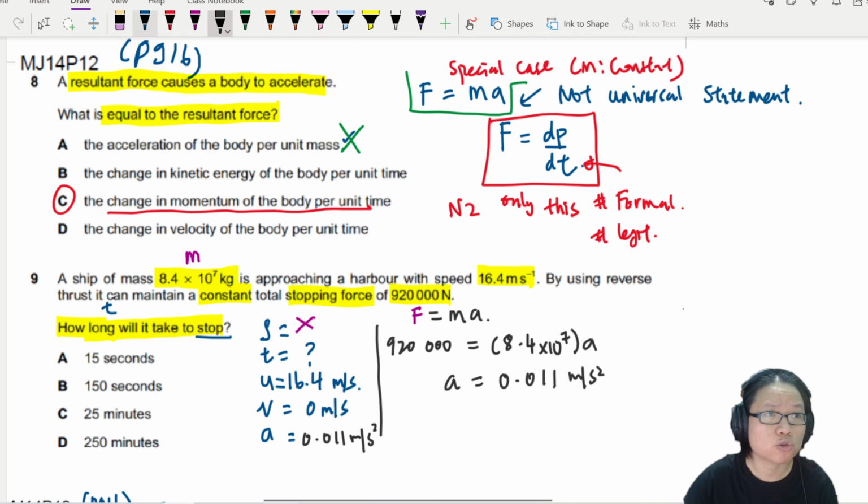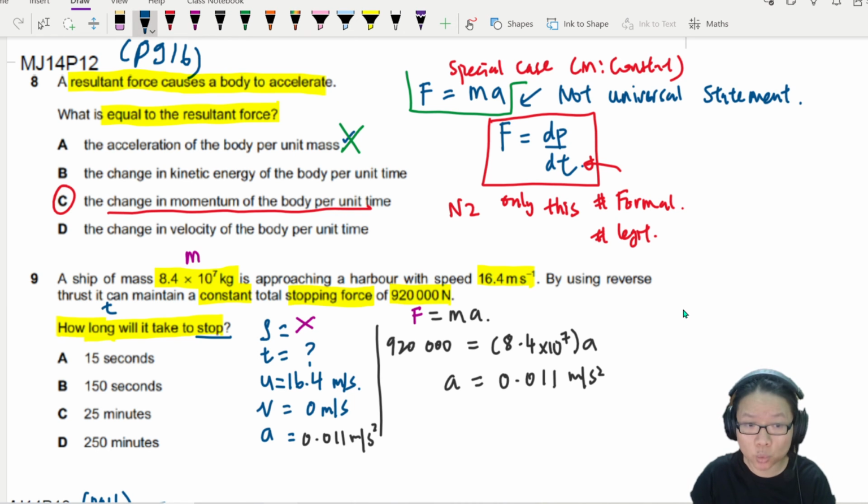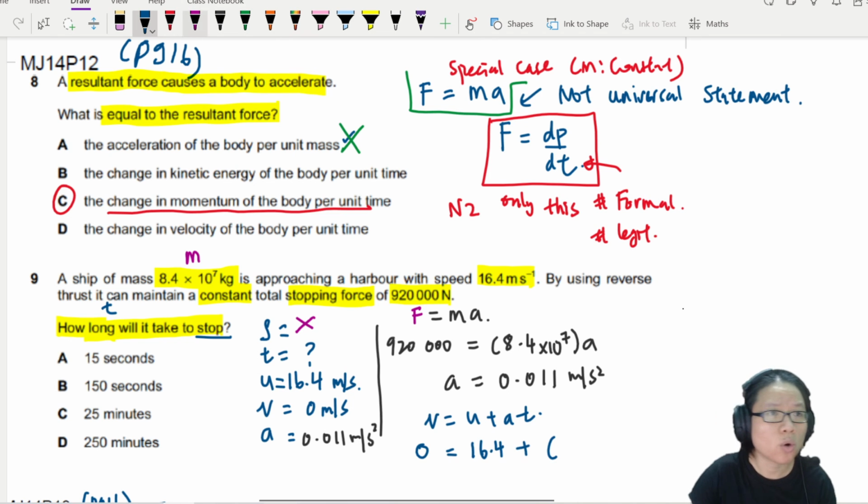So now we can use SUVAT, okay? I will use the equation with no S. That equation would be V is U plus AT. So 0 is equal to 16.4 plus, I forgot.